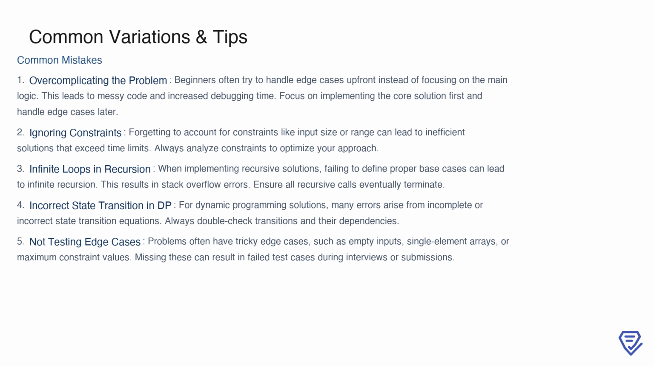Additionally, dynamic programming solutions often fail due to incorrect or incomplete state transition equations. It's crucial to carefully verify how the current state depends on previous ones. Lastly, neglecting to test edge cases like empty inputs, single-element arrays, or extreme values can lead to failed test cases during interviews or submissions. These edge cases are often where solutions break, so testing them thoroughly is a must.